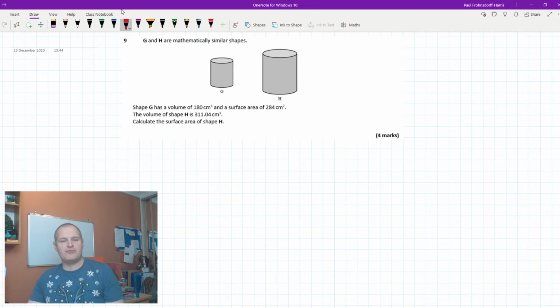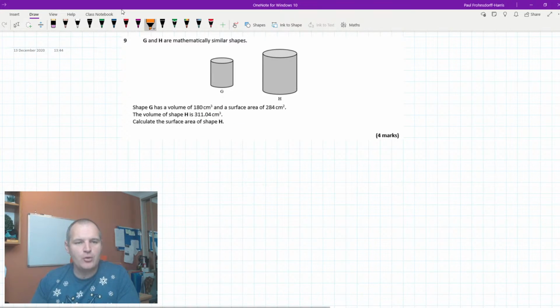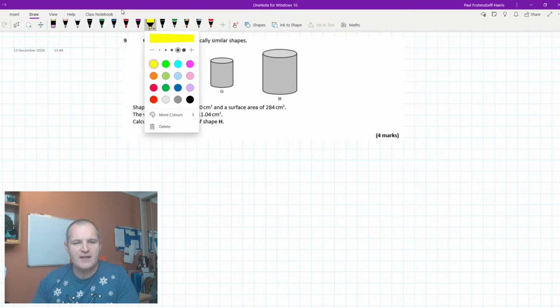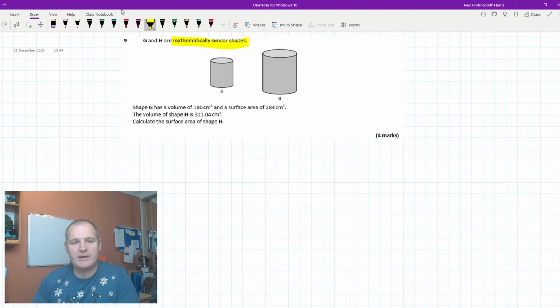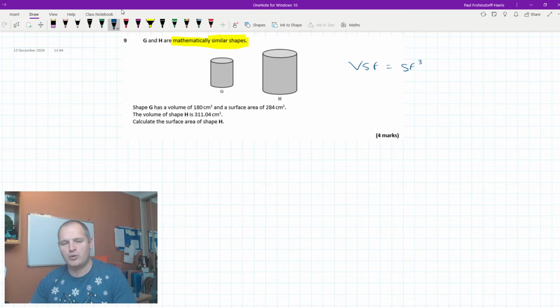Okay, here are two mathematically similar shapes. Again, notice what it's saying. It says they are mathematically similar, so we believe it. But we're now talking about volumes, so we're going to remember, volume scale factor is the scale factor cubed. It was one thing we've been really mentioning an awful lot. The volume scale factor is the scale factor cubed.